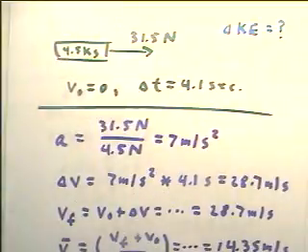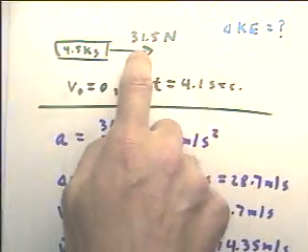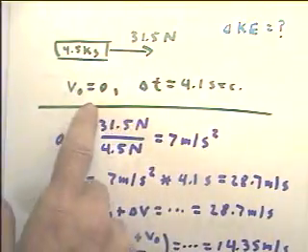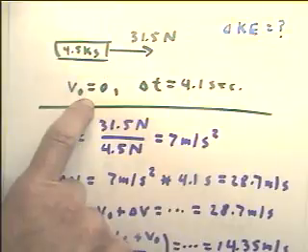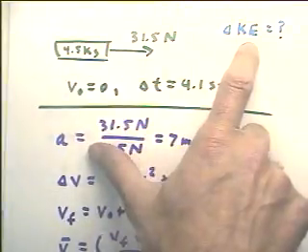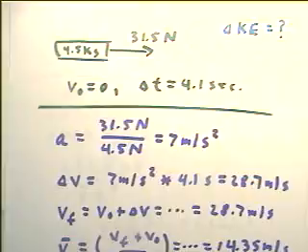We have now a 4.5 kilogram mass and a force of 31.5 newtons. We'll assume this is a net force. The mass has an initial velocity of 0, and we're looking at a time interval of 4.1 seconds. And we ultimately want to determine how much its kinetic energy changes during that 4.1 seconds.